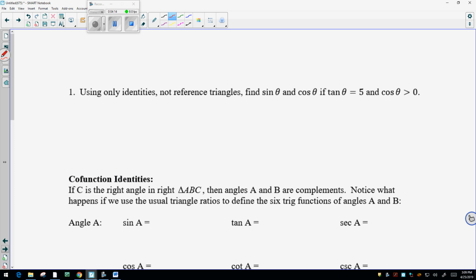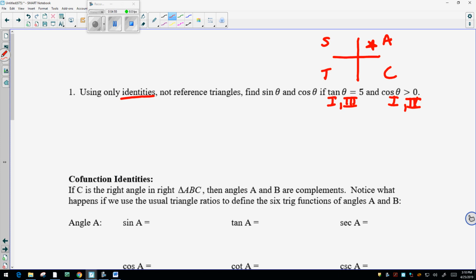So keeping those in mind, we're going to use those identities. Now we've solved this problem before with triangles, but we're going to use those identities to find sine of theta and cosine of theta if tangent of theta is 5 and cosine of theta is positive. Now, first thing, tangent of theta is positive. So when we're thinking all students take calculus, that means tangent could be in either quadrant 1 or 3. And if cosine is positive, that means it could be in either quadrant 1 or 4. So that means when we're looking at these answers, I want to think everything's going to be located in that first quadrant, meaning positive. Okay.